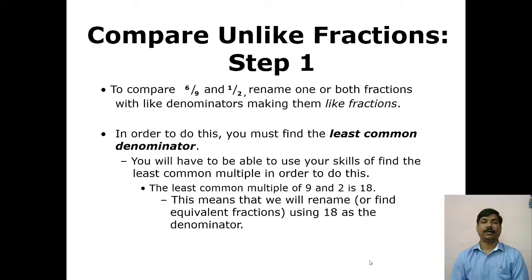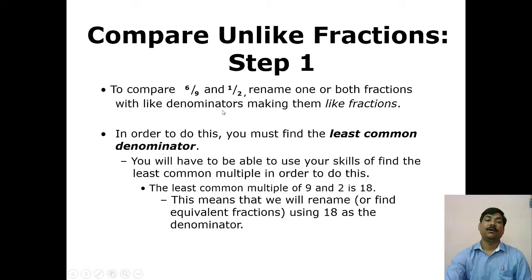Now we are taking another example. Now the fractions are 6 upon 9 and 1 upon 2. So in the first step, we will do the same. First we find the LCM of 9 and 2. So the least common multiple of 9 and 2 is 18.